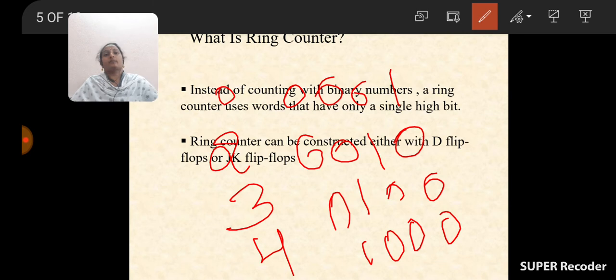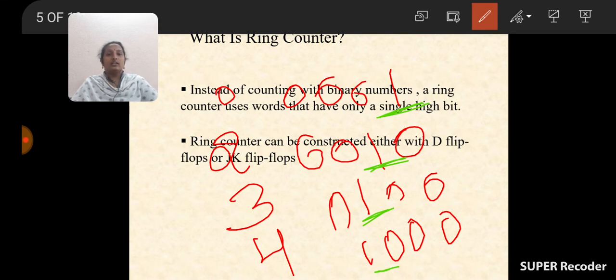So finally, the principle of the ring counter is that it provides words that have only a single high bit. Here all are having only one high bit, single bit, single bit, single bit. So this is about the ring counter. The main theme of the ring counter is that it counts binary numbers not in sequence, each and every word having only one high bit.